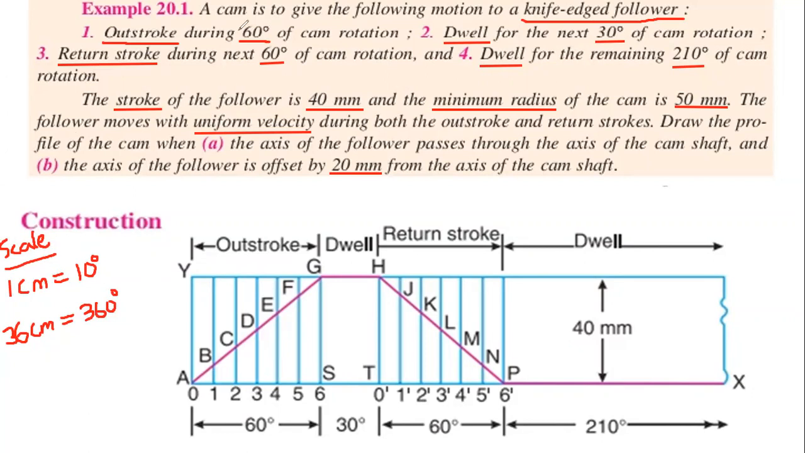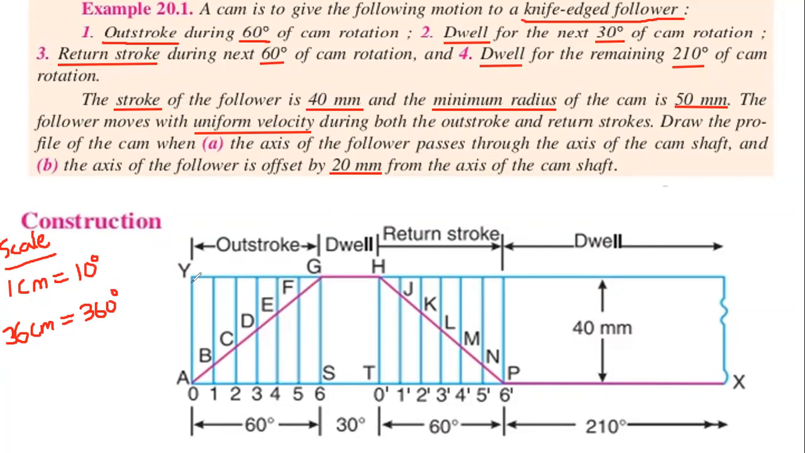So outstroke 60 degrees ఇచ్చారు. Next ఇక్కడ height కూడా తీసుకోవాలి కదా. So AX length వచ్చేసరికి 36 centimeters. AY length, so AY అంటే stroke of the follower. So stroke of the follower already ఇచ్చారు 40 mm, that is 4 centimeters. So the length of the AY is 4 centimeters, that is 40 mm.